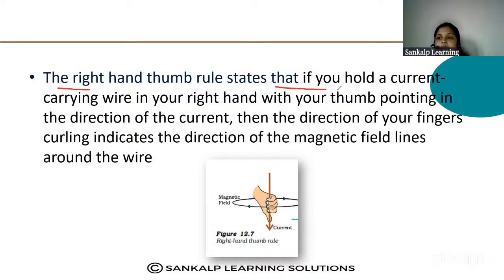if you hold this current carrying conductor in a right hand, like this, the thumb points towards the direction of the current, and the remaining fingers which are holding the current carrying conductor represent the direction of the magnetic field. Okay, so this is the diagram.